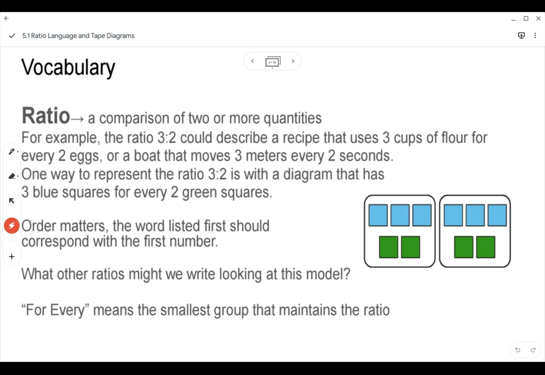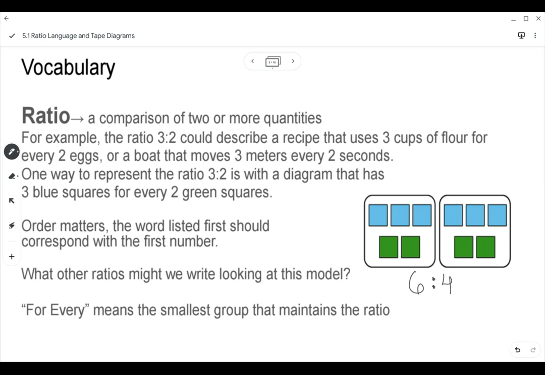One way we can represent this ratio of 3 to 2 is using a diagram that has 3 blue squares for every 2 green squares. And we see those 3 squares again, and then 2 more. So another ratio we could have written for this diagram would be a ratio of 6 to 4, since we have 6 total blue blocks and 4 green blocks.